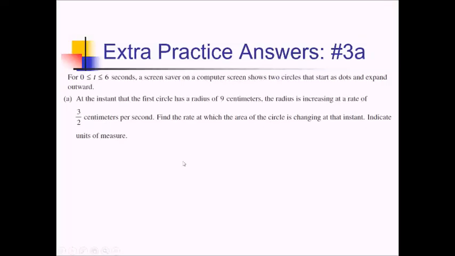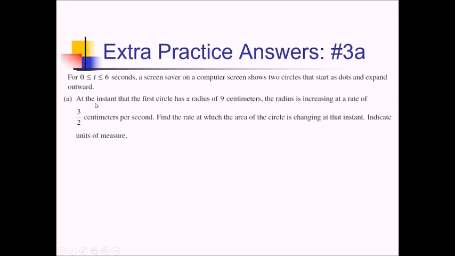On this no calculator problem, for 0 to 6 seconds, a screensaver on a computer screen shows 2 circles that start as dots and expand outward. Sounds like a blast to watch there. At the instant, so this is the first task here, at the instant that the first circle has a radius of 9 centimeters, the radius is increasing at a rate of 3/2 centimeters per second. Okay. We want to find the rate at which the area of the circle is changing at that instant with units of measure. So we're looking for a rate of change.